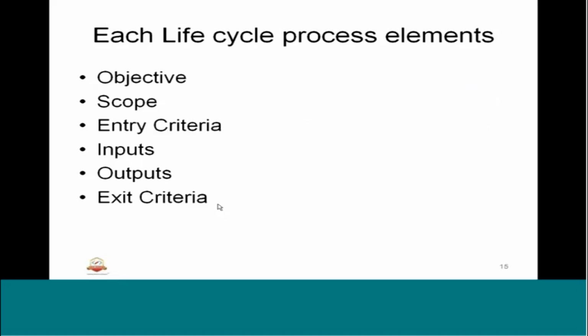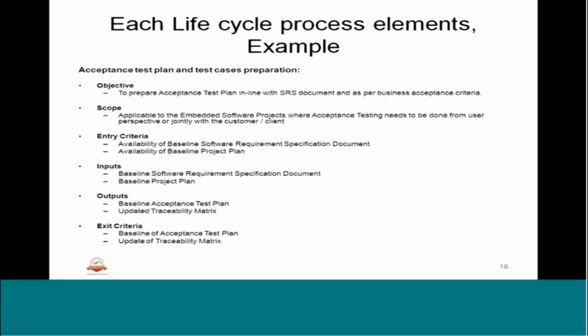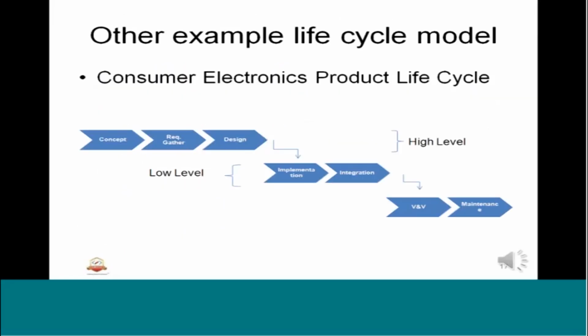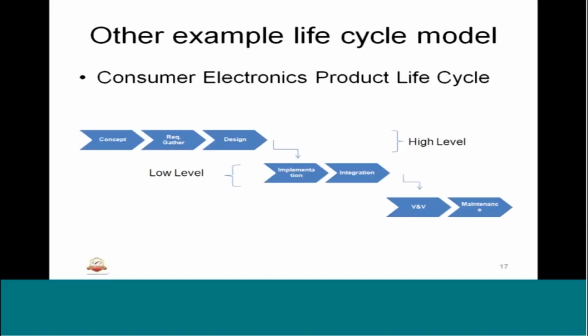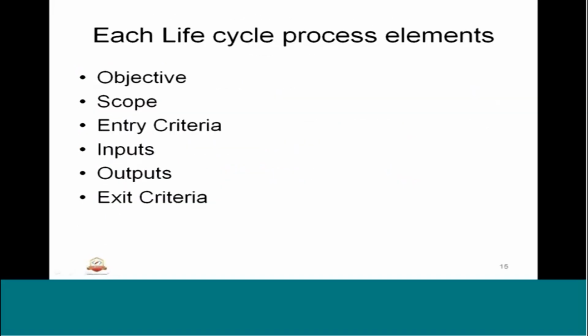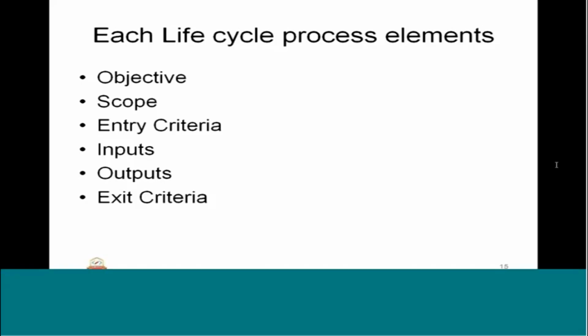So we will take an example in the next session for each of the life cycle processes, and we'll identify them. I think I will explain about consumer electronics. I will explain about automotive, how the processes are there in the next session. So basically, these are some of the elements that are mandatorily used for embedded software lifecycle stages: objective of the stage, scope, entry criteria, inputs, outputs, exit. So those are required.